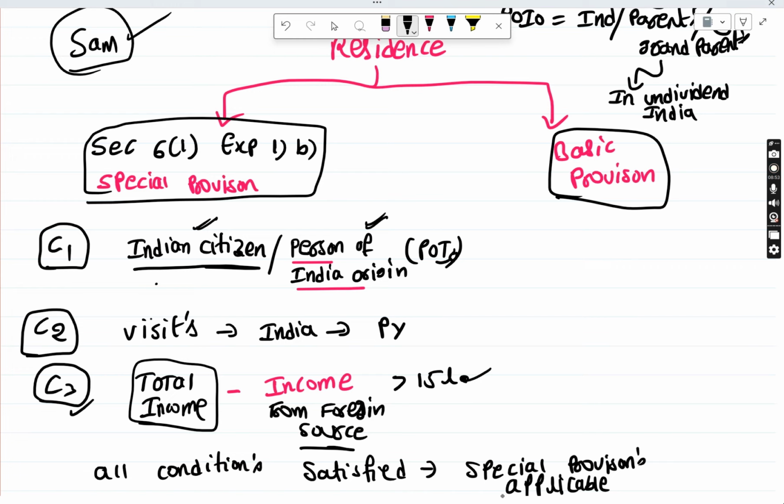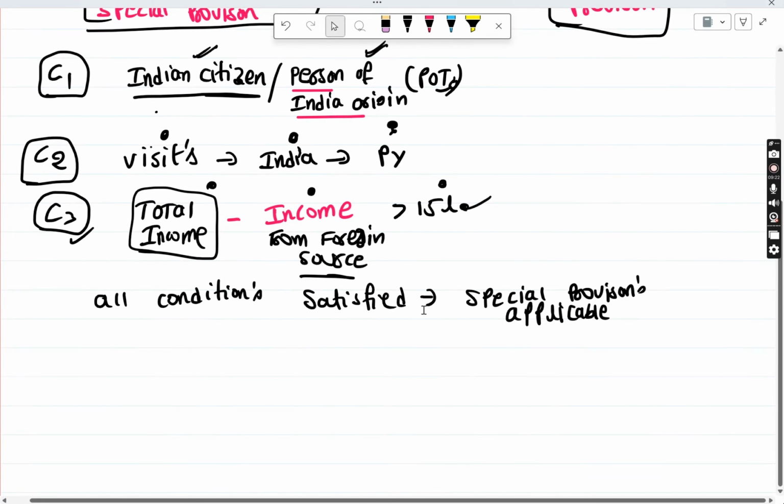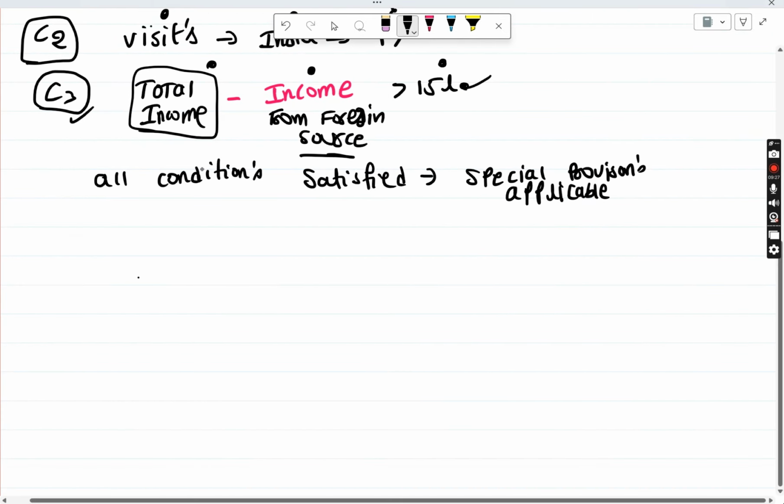I can say like this: an Indian citizen or a person of Indian origin visits India in the previous year, whose total income minus income from foreign sources is greater than 15 lakhs. For him, the special provisions are applicable. Now he satisfied all the conditions, then special provisions are applicable, right? Okay, what are the special provisions? We need to check.